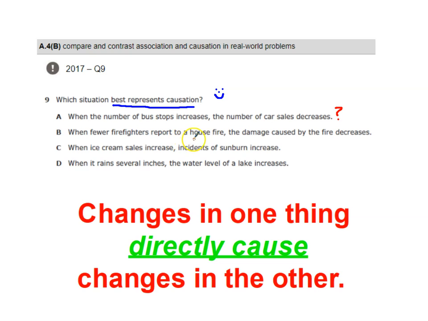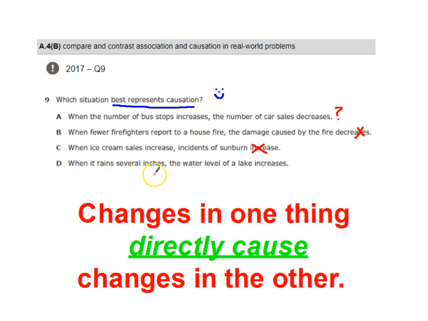If there are fewer firefighters to report to a house fire, the damage caused by the fire decreases. So let's say you have a fire and the house is super big and only one firefighter shows up. Does that mean there's going to be less damage? Probably not, because you need more firefighters to put out a fire. So this is not causation. When ice cream sales increase, the incidence of sunburns increases. That's probably just an association, a coincidence. Because think of it this way. Just because people buy ice cream doesn't mean that they're going to get sunburns, right? So that's a coincidence.